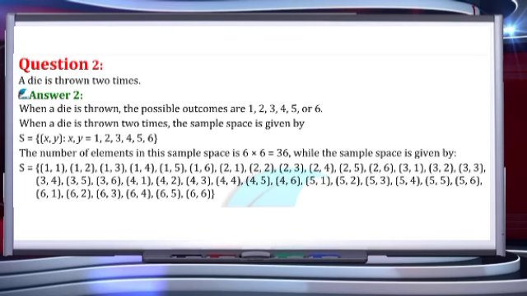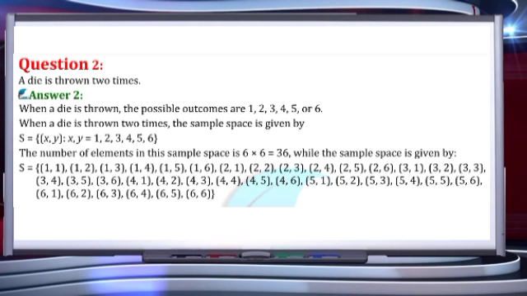Next, the second question is, a die is thrown 2 times. Students, we know that the total outcomes in case of a die are 1, 2, 3, 4, 5 or 6. That is a total of 6 outcomes. So that means it has 6 faces. And how many times have we thrown it? Twice. That is 6 raised to power 2. So total outcomes should be 36.